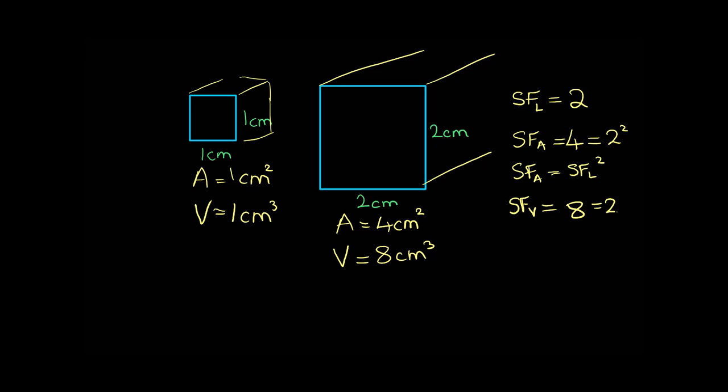8 is 2 cubed. So in other words, the scale factor of a volume is the scale factor of the length cubed. So by knowing what the scale factor is between the lengths of two sides, we can go on to work out what the scale factor should be between the areas of those two similar shapes and the volumes if it's a 3D shape. So let's do a couple of examples.